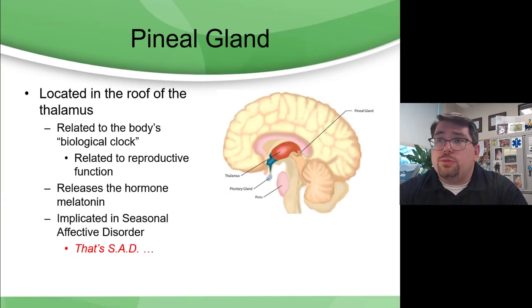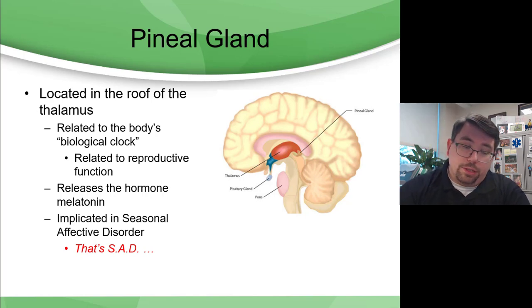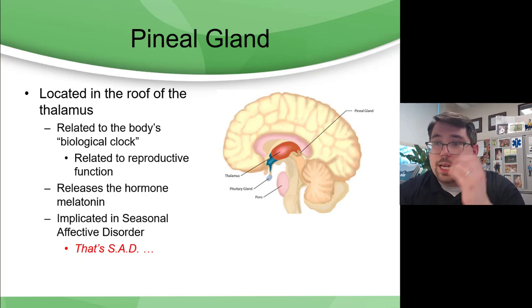Now, the pineal gland is located at the roof of the thalamus and regulates the biological clock of the body. It's helping us relate to reproductive function. It releases the hormone melatonin, which helps you sleep and rest at night. It's also impacted when we deal with seasonal affective disorder, or SAD. A lot of times, especially with a lack of vitamin D or lack of sunshine, it's very common that the pineal gland will produce ineffective levels in the body to help maintain normal, happy levels of dopamine.